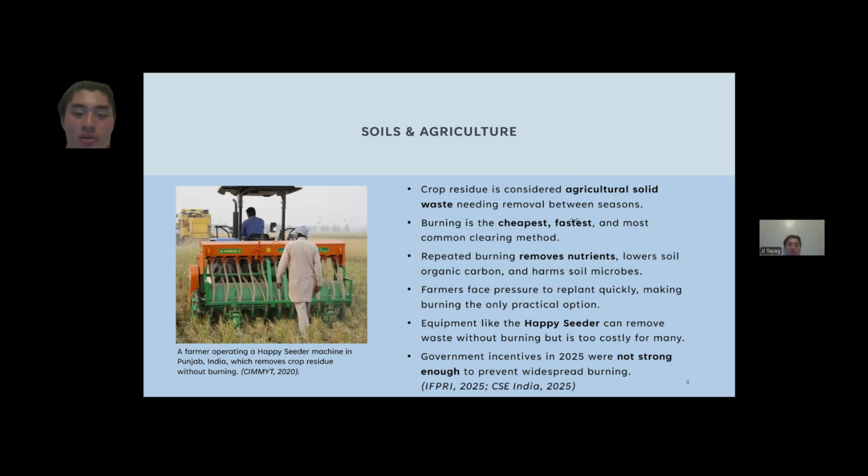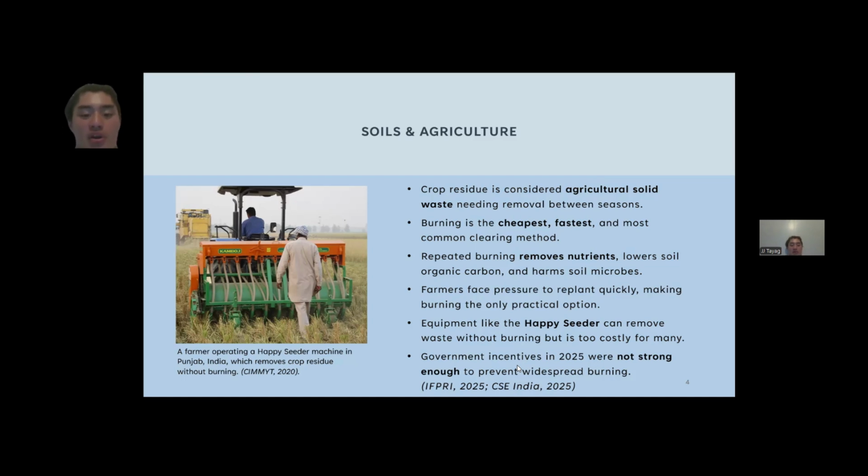Soils and agriculture. This slide connects the crisis to Module 10, Soils and Agriculture. Crop residue, like leftover stalks and straw, is considered agricultural waste. Farmers need to remove it quickly, especially in places where the planting window is short. Burning becomes the easiest option because it takes only a few hours and costs almost nothing.